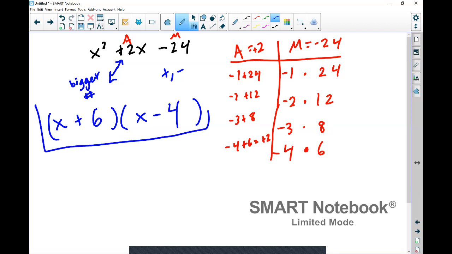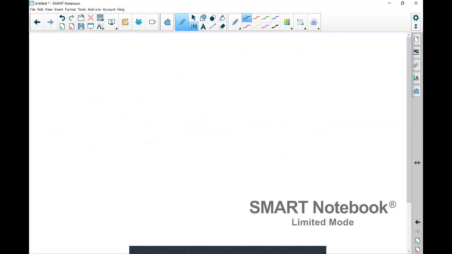And if you ever want to check this, just distribute it back. x times x, x squared. x times negative 4 is negative 4x. 6 times x is 6x. Combine those, you get a positive 2x. And 6 times negative 4, negative 24. All right, one last example.